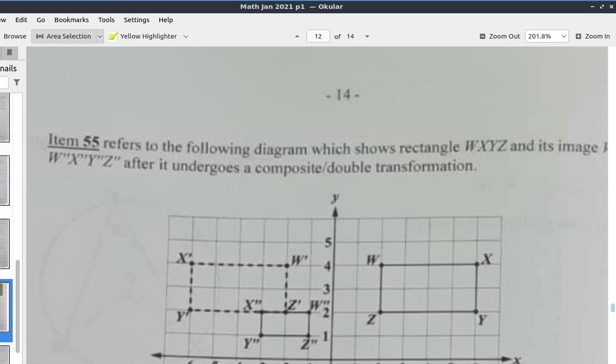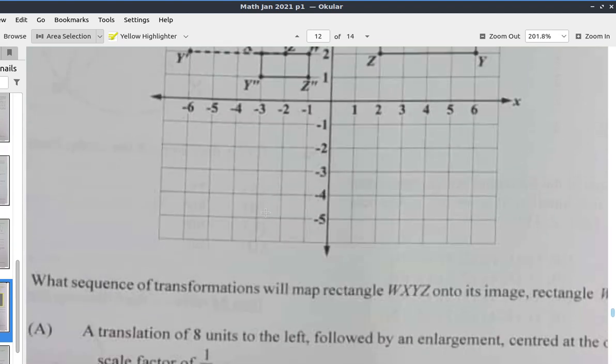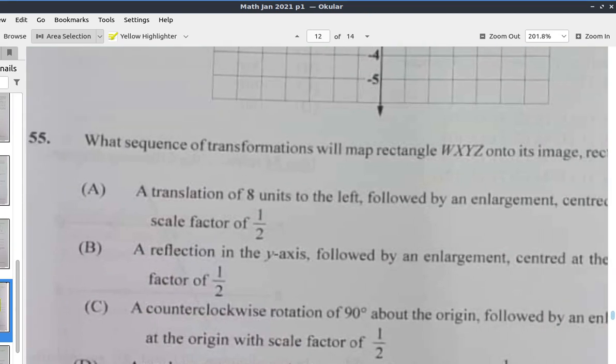Let's look at item 55, question 55 here. Right.